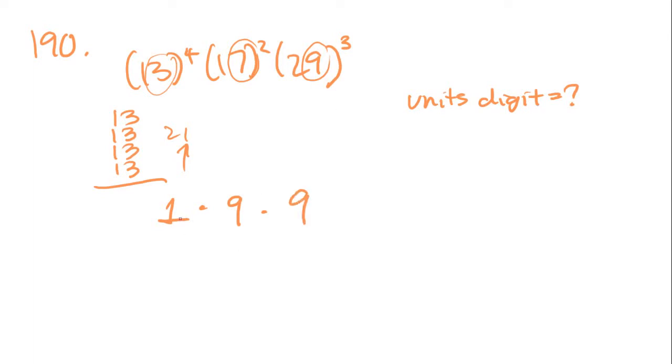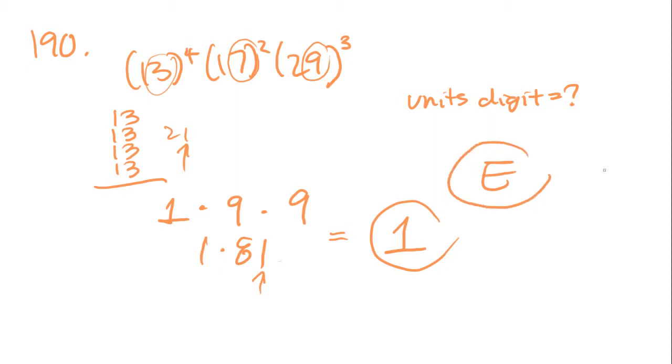So we end up with 1 times 9 times 9. That's going to be 81 times 1. And again, we only look at the units digit. So the units digit is going to be 1. And that is answer E.